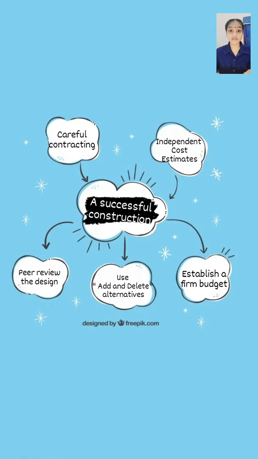The last process is a successful construction. There are 5 strategies for planning a successful construction project. So the first one is careful contracting. Aside from the construction work itself, the contract is the most important part of the project. In a well-written contract, the written terms carefully and clearly define the parties' agreement, their expectations, and their respective risks and obligations.